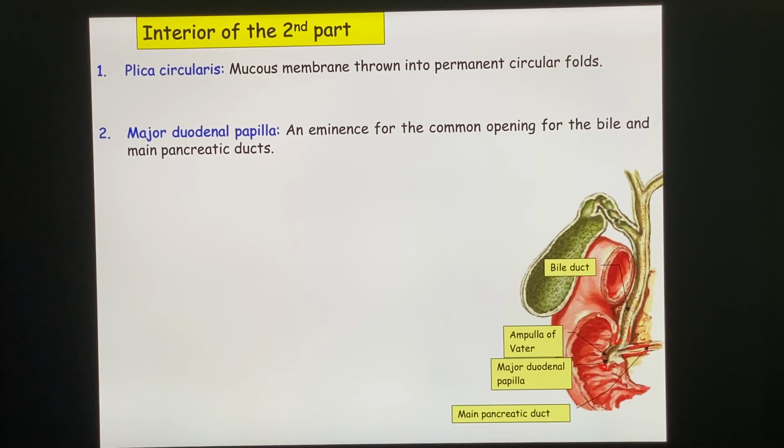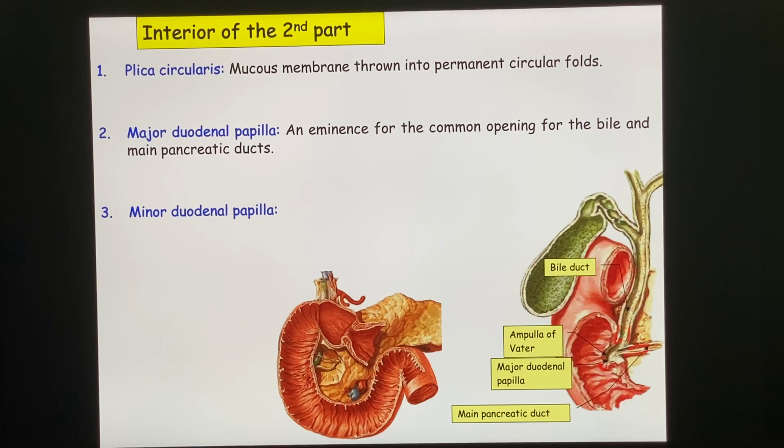So here we have the bile duct, here we have the pancreatic duct. They merge together to form the major ampulla of Vater, and eventually form the major duodenal papillae, which is opening in the second part of the duodenum. Not to forget about a small structure, which is the minor duodenal papillae. This is the minor duodenal papillae. So what is it actually? That is the opening of the accessory pancreatic duct.